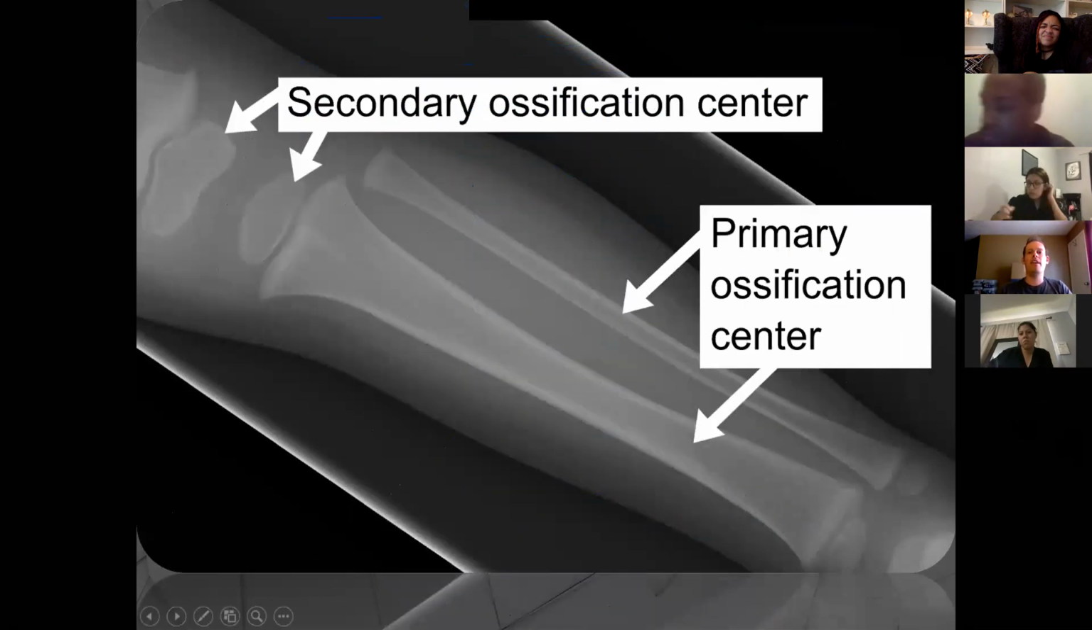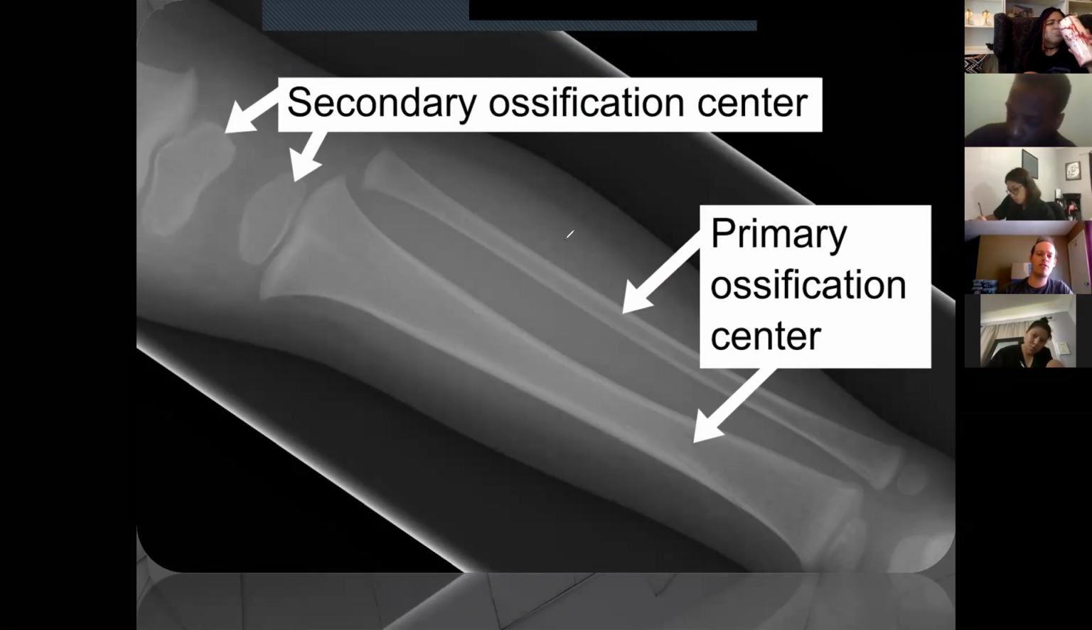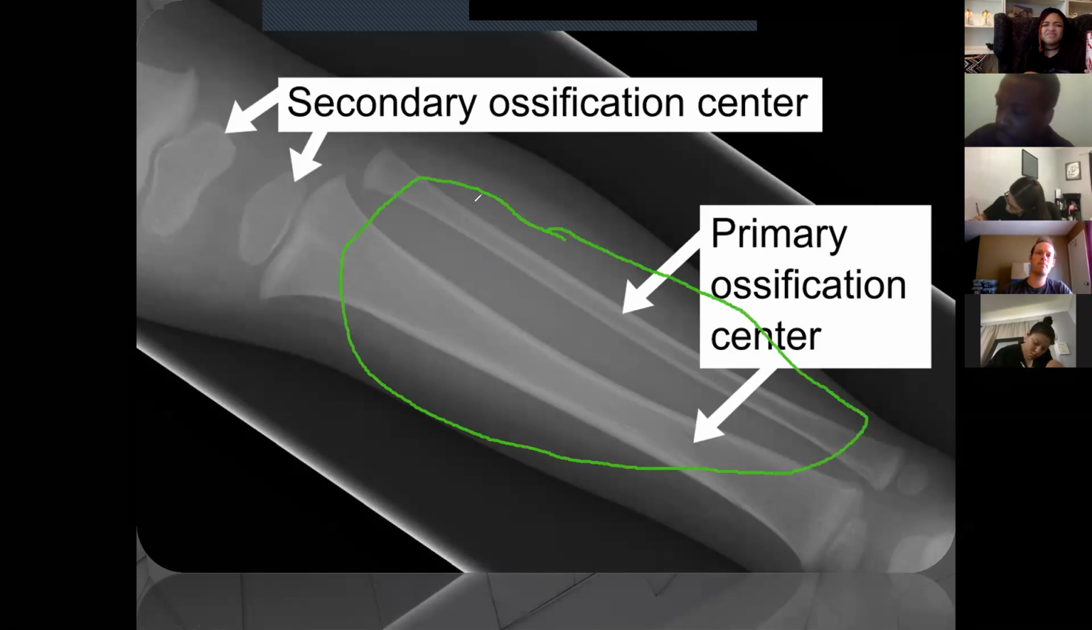So when we talk about primary ossification versus secondary ossification, once again, ossification refers to what? That formation of bone. We have two main locations where this occurs: the primary ossification center versus the secondary ossification center. When we say the primary ossification center, that's referring to the body of the bone, the main portion of the bone. When we talk about the secondary ossification centers, we're talking about the areas near the joints or the epiphyses of the bone.